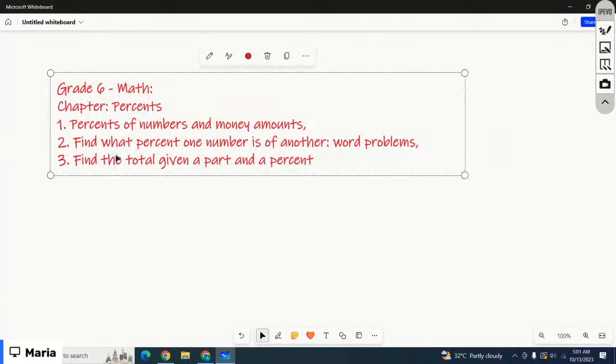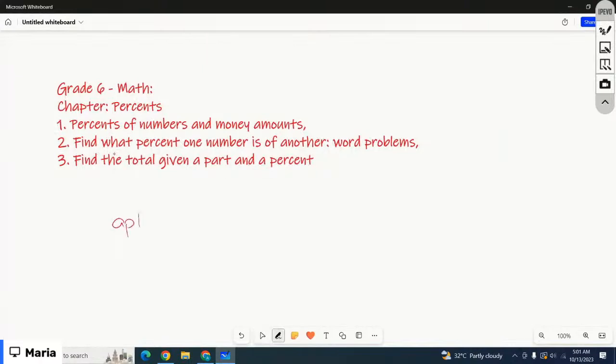We are here for grade 6 math. You can find all the lessons on aplusstudents.com. You have to log in there using your email address and password as provided by the administrator. Then you have to select math from the subject tab.